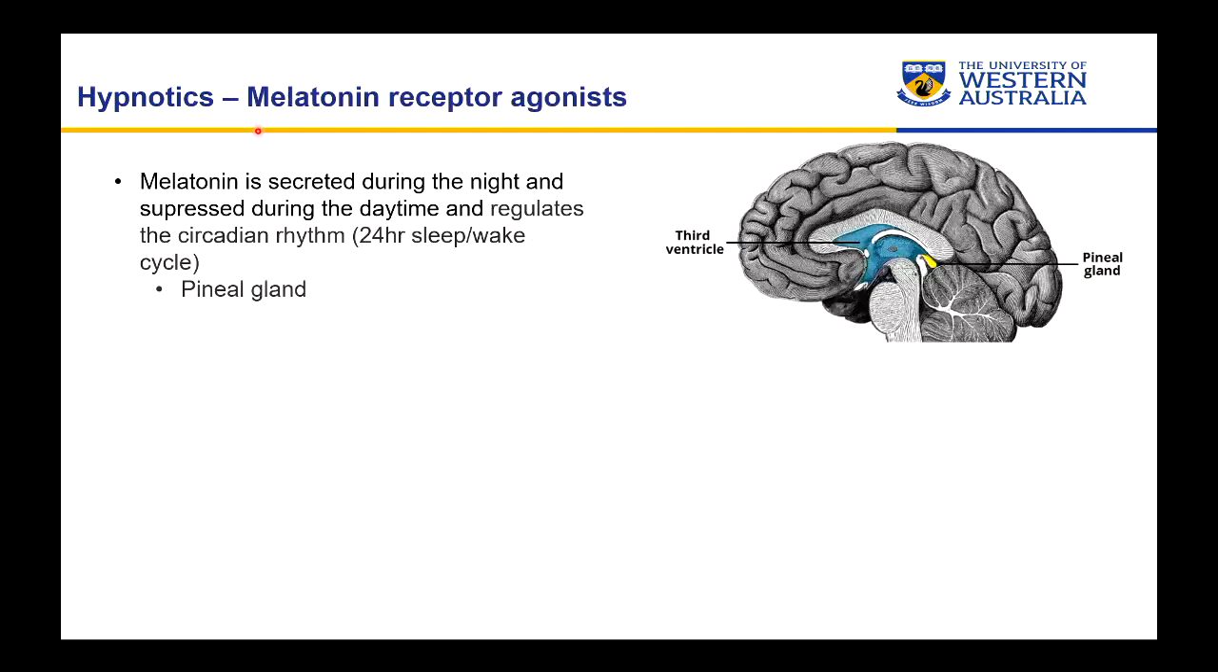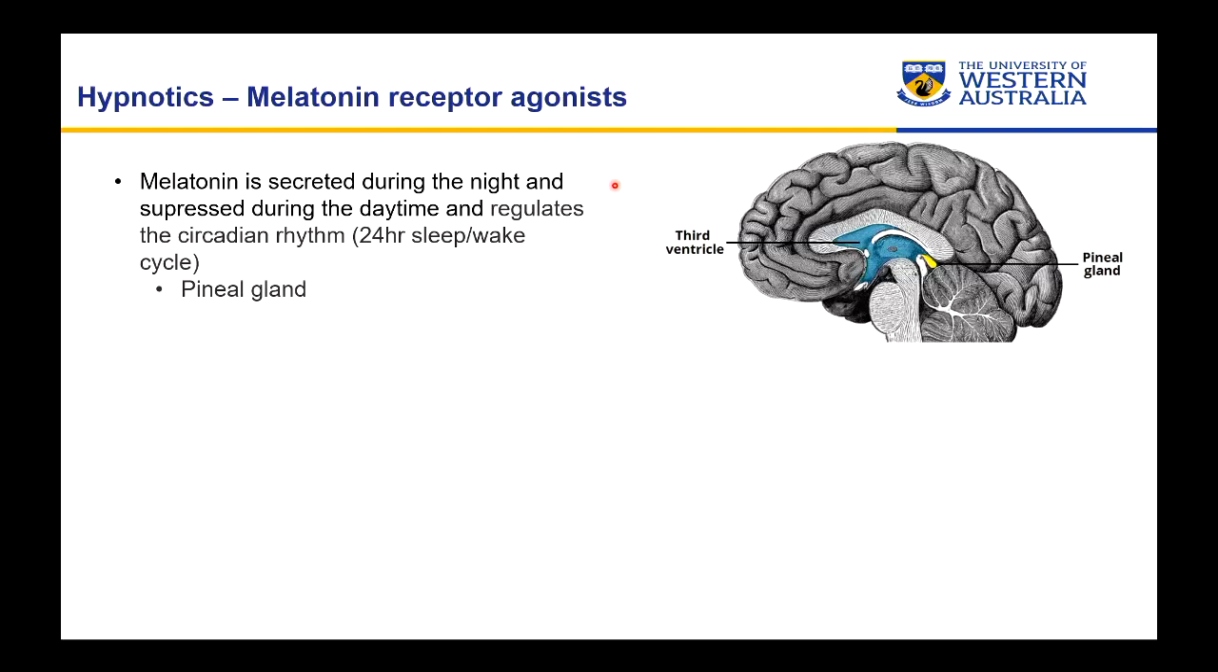All right, and then to finish up, we'll talk about one other class of hypnotics, which are melatonin receptor agonists. I'm sure everyone here has probably heard of melatonin in some capacity. You usually see it in the pharmacy, just over-the-counter drugs, things like that. We usually say it improves sleep. So how does melatonin actually work?